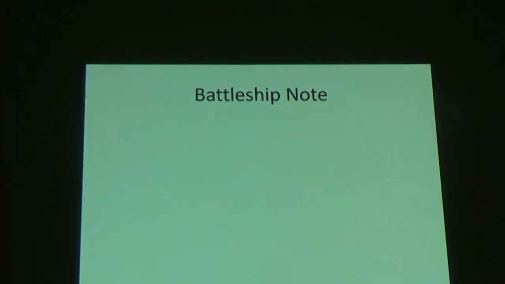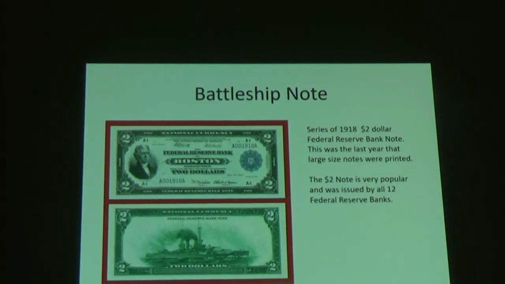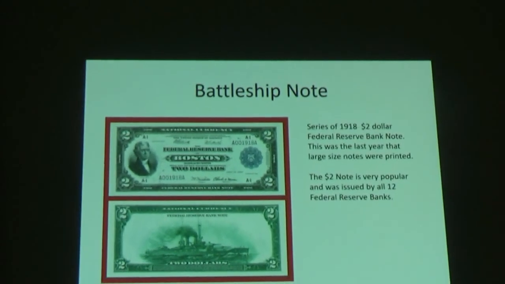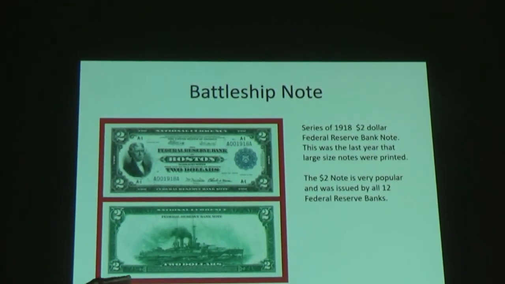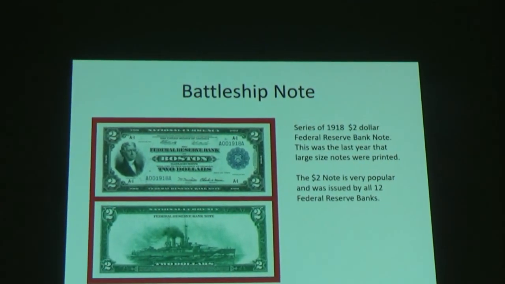Battleship note. $2 bill. What is it? $2, 1914. $2 bill, 1914. It's on the back of the reverse. Okay. Joe got this right. I know it doesn't have a train on it, Joe, but you got the battleship. But this is a very popular note.